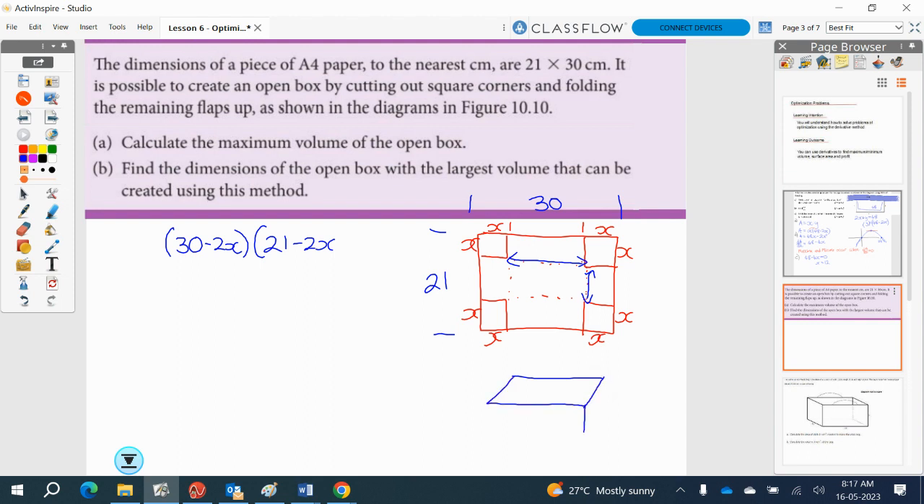So we're going to make a cuboid like this one, looking like that. This length here is 30 minus 2x. This length here is 21 minus 2x. How about this length here? How much is that? Discuss with the person next to you. How big is that?